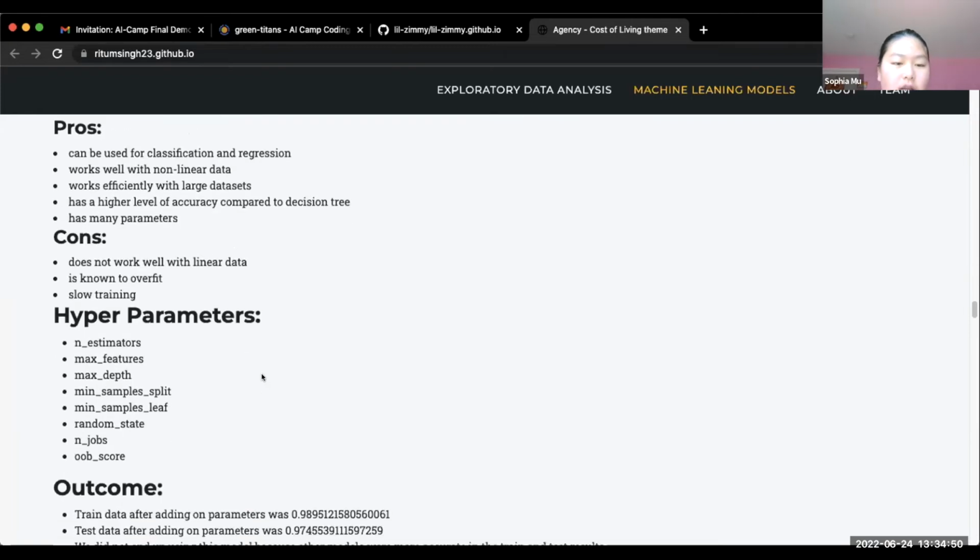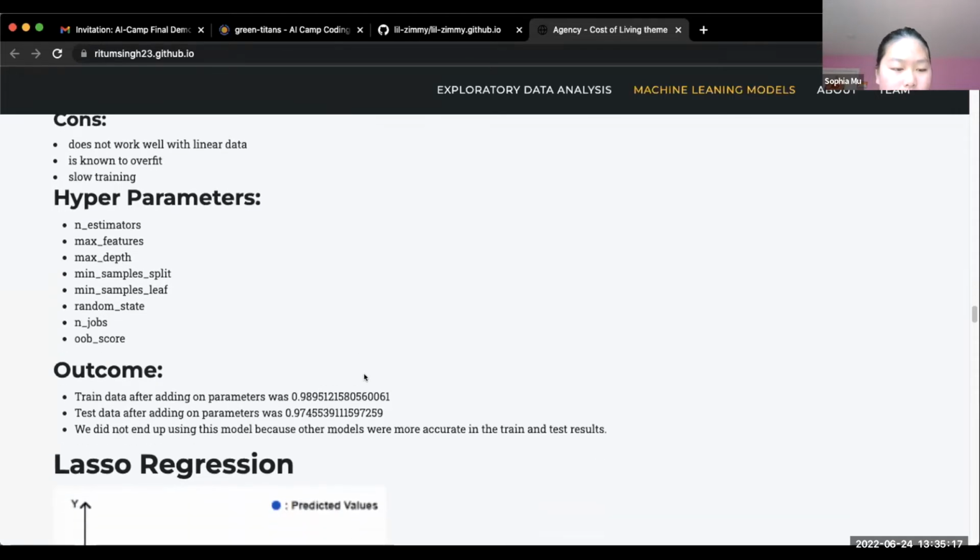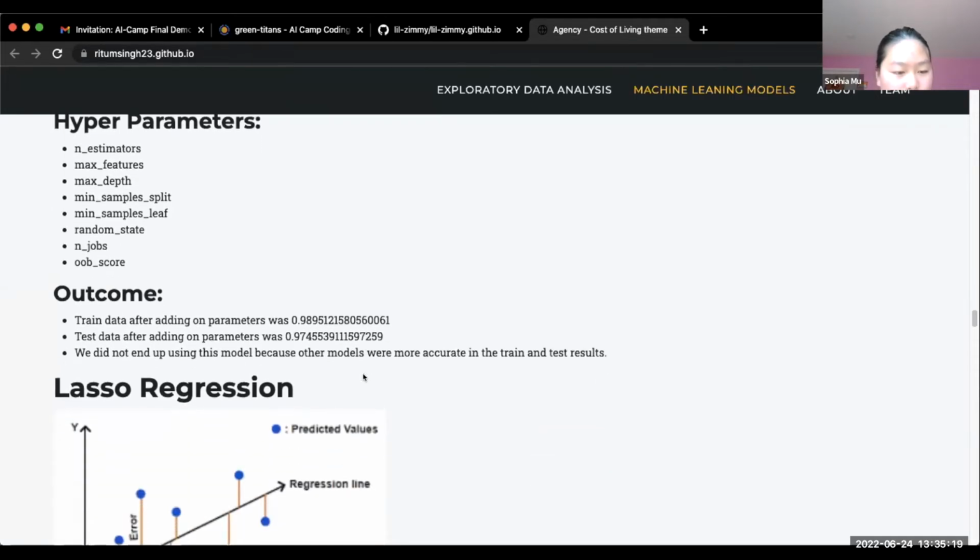Some cons are that it doesn't work well with linear data. It's known to overfit, which is bad because it's not going to be very accurate in predictions, and it's a bit slow to train. These are some hyperparameters that you can use for a random forest. I used number of estimators and random state, and our outcome was the trained data was 98, the test data was 97. We ended up not using this model because other models were more accurate.